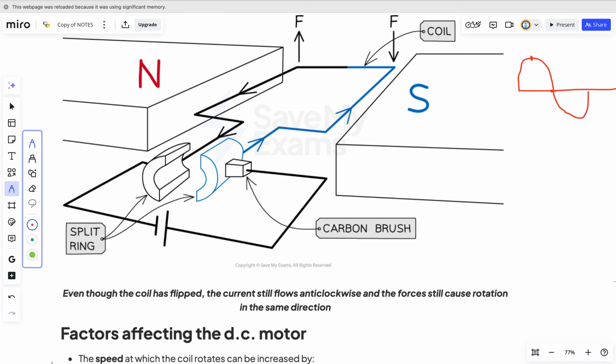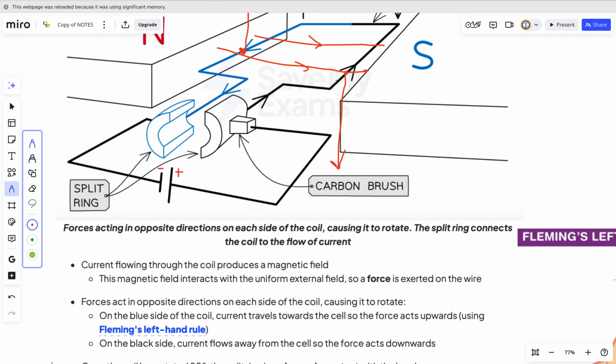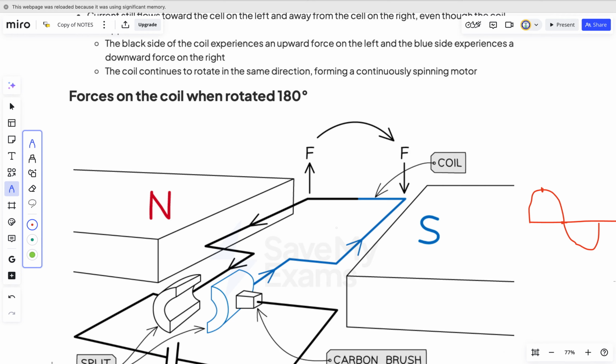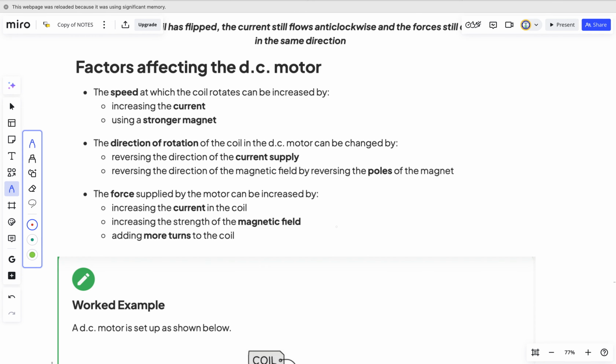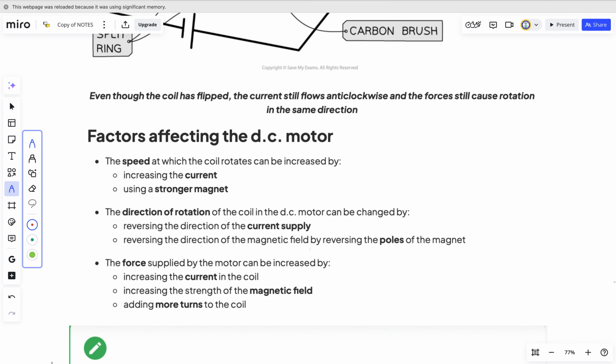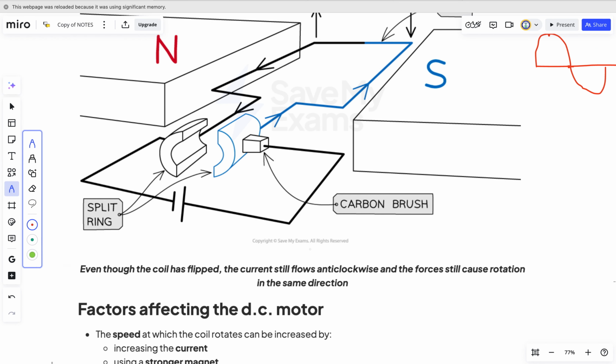Current is going, okay, because it will change, right? Here was up and here was down. The direction of rotation is still the same, because the polarity is the same and the direction of flow of the current is the same. So the force here is still going down, the force here is still going up. So rotation will continue. So this is the basic principle of an electric motor.